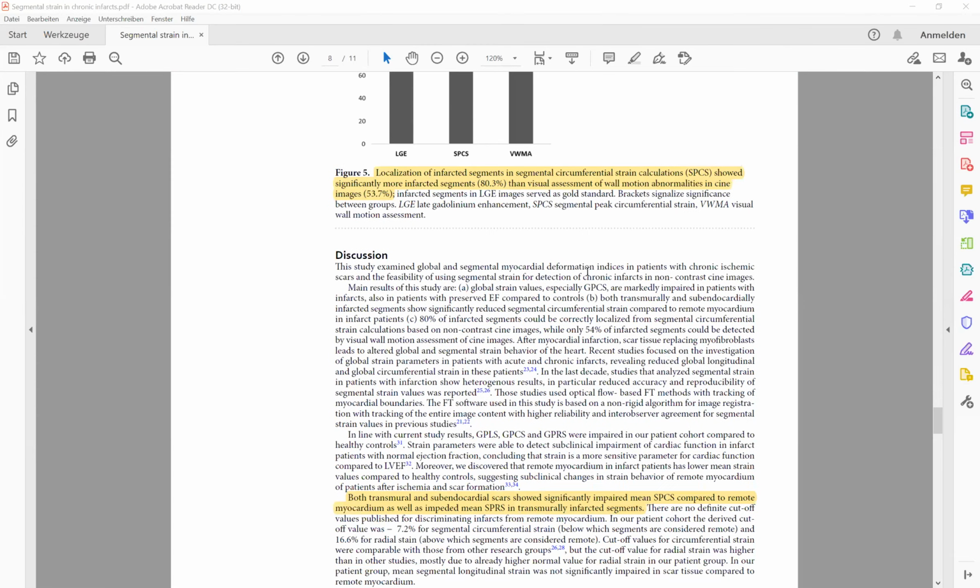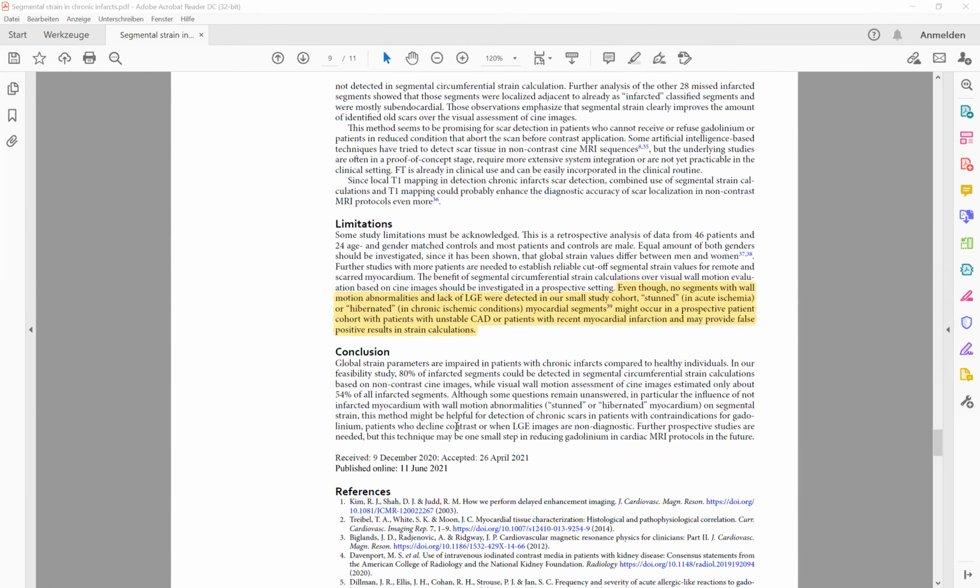So as our discussion or conclusion, we see that segmental circumferential strain is able to detect chronic ischemic scars. But there are also problems, because different conditions like cardiomyopathies or even stunned or hibernated myocardium can alter mechanical properties, because it's based on mechanical properties. And then maybe stunned or hibernated myocardium would provide false positive results, so impaired segmental strain without showing LGE.